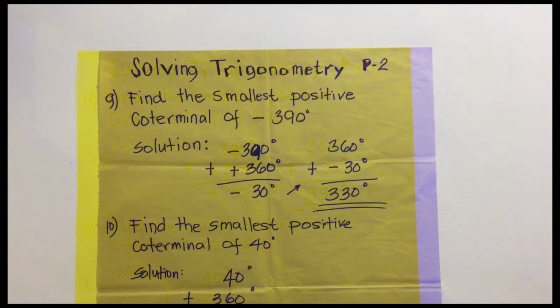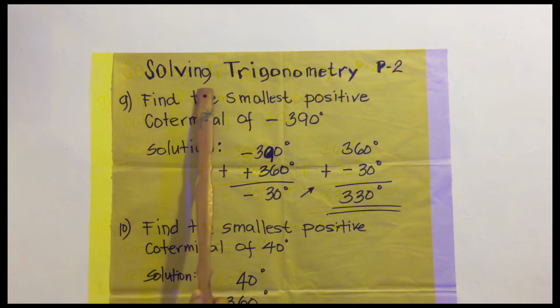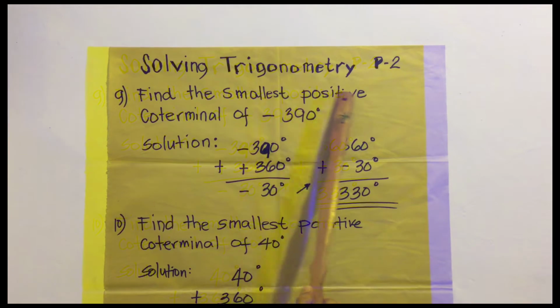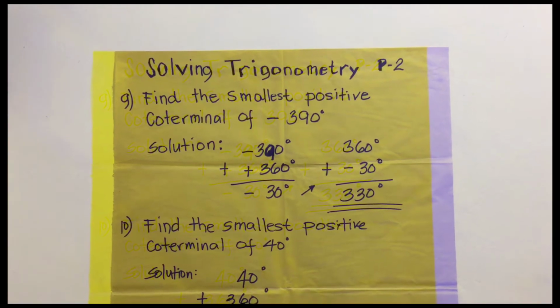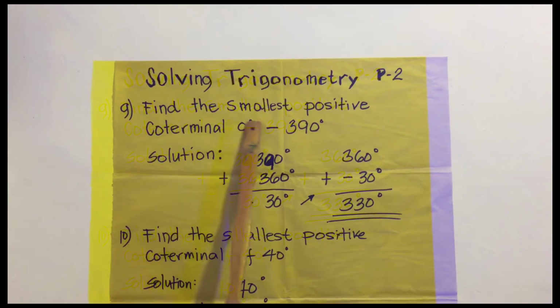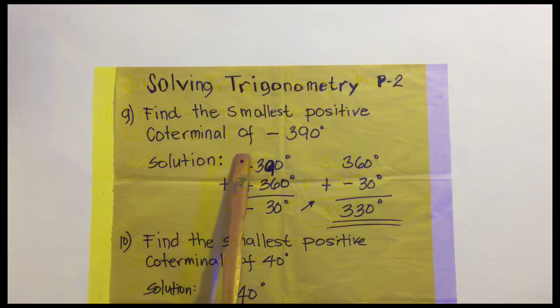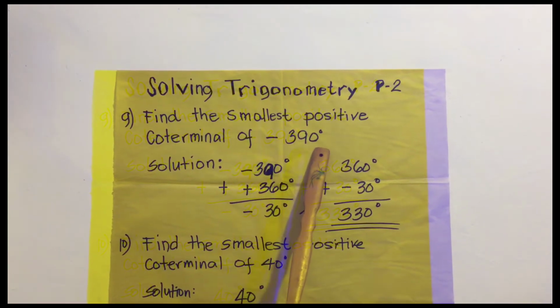Okay guys, today we're going to continue our solving of trigonometry part 2. We're now in number 9. Find the smallest positive coterminal of negative 390 degrees.